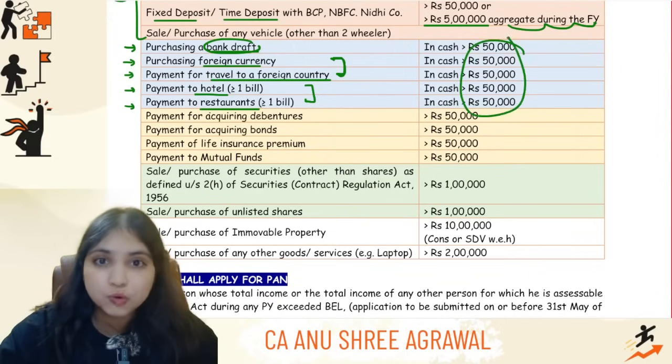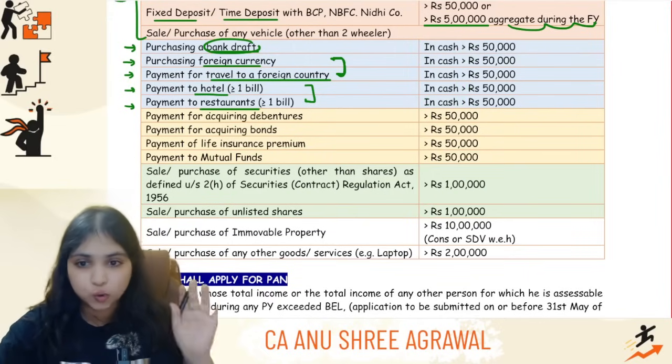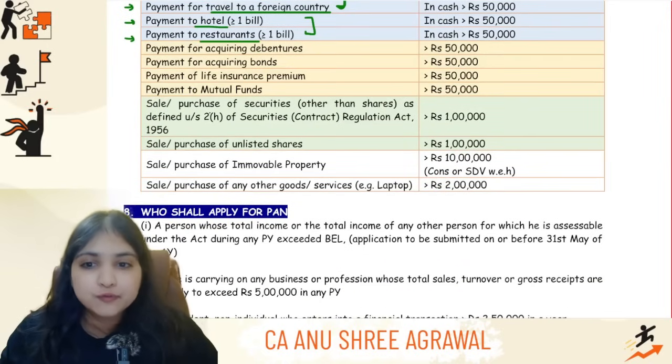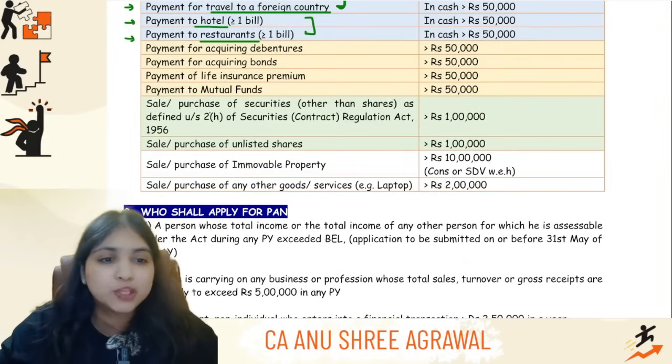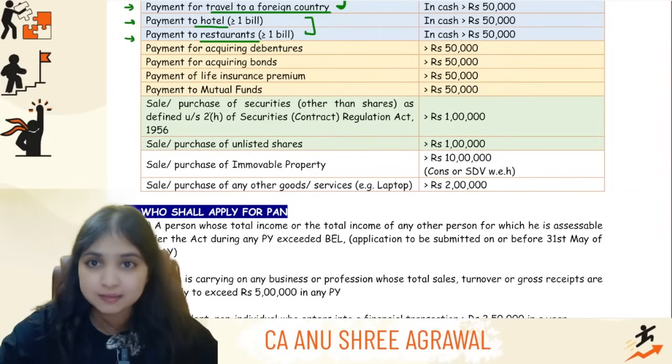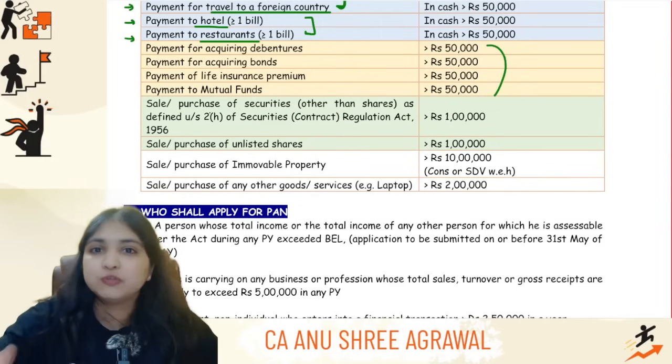Only if the payment is more than 50,000 in cash, only then you have to quote your PAN. Okay. Then I have 4 cases where it doesn't matter what the mode of payment is. Whether you're making the payment in cash or not cash doesn't matter. But if the payment is more than 50,000, you have to quote your PAN.